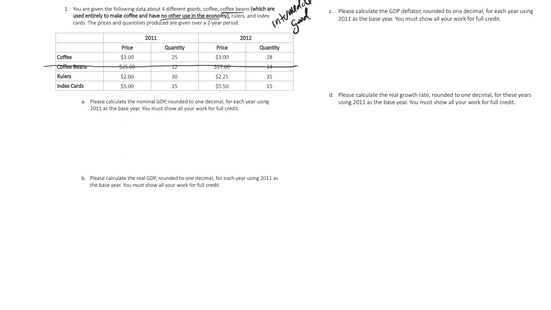Now you might say, hey, these numbers don't make any sense. Coffee beans, $25, and we're only selling coffee. Yeah, don't worry about if numbers make sense. This is just practice on how we go about and calculate real and nominal GDP.